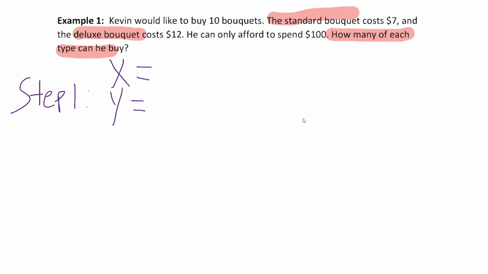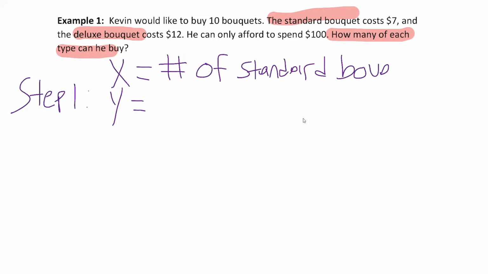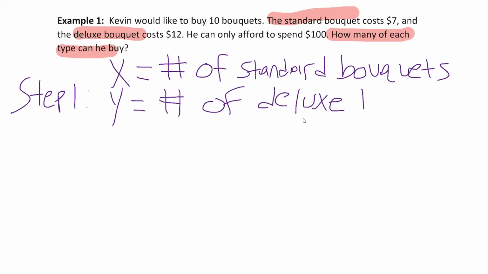I usually go in the order of the problem, but I'm going to let x be the number of standard bouquets. And feel free to abbreviate these as you go through. I'm going to write it all out, but if you wanted to abbreviate standard, put like SB for standard bouquet, as long as someone looking at it could figure out what it means, I'm happy with that. Then the second variable, y, is the number of deluxe bouquets, because these are the 2 things we're trying to find. How many of each type of these bouquets did he buy?